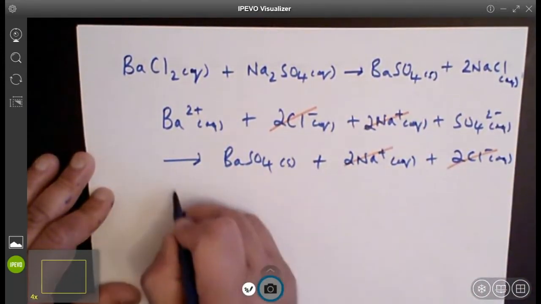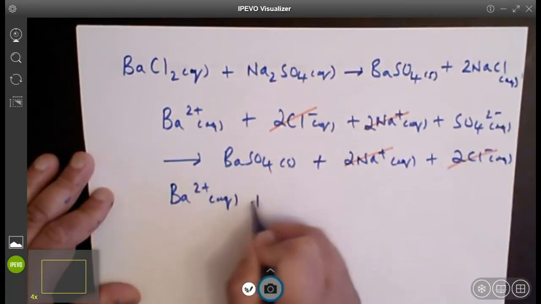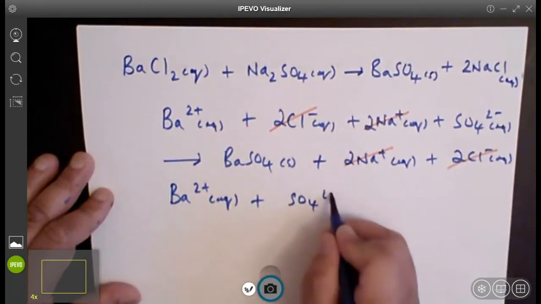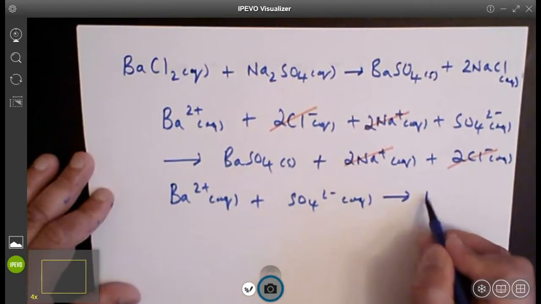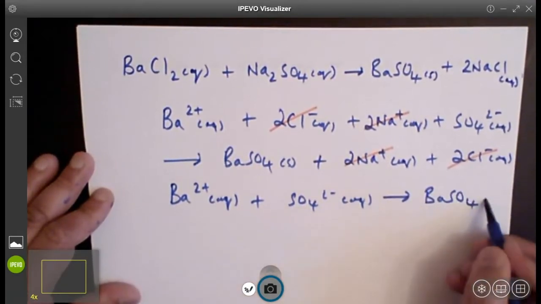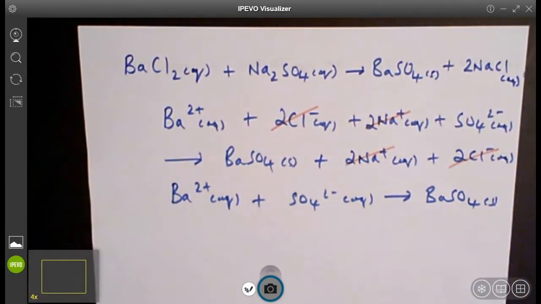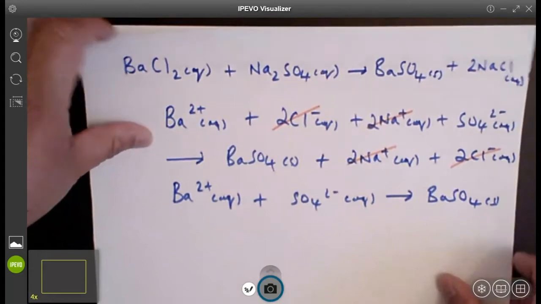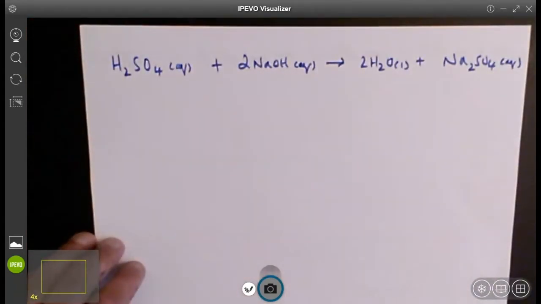And now we end up with our ionic equation of Ba2+ aqueous plus the SO4 2- aqueous, and that goes on and gives us BaSO4 solid. And now that there is our ionic equation. Okay, a bit of tongue twisting there. Okay, let's have a look now at another one.